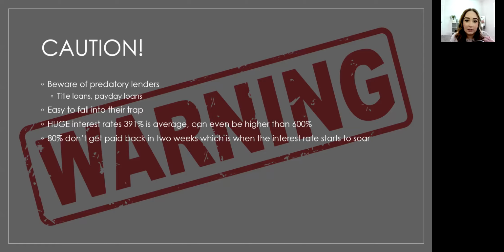Usually the premise for this is that they'll say, oh, we can give it to you ahead of time, or we can give you money for your car title. You have 2 weeks to pay it back. And then that's when we start charging interest. And 80% of these loans do not get paid back within the 2 weeks. And that's when the interest rate starts to continually go up. It just ends up being a continual thing that people have to continue borrowing, and it's really hard to get out of. So these you want to avoid as much as possible. So yeah, they're very predatory.